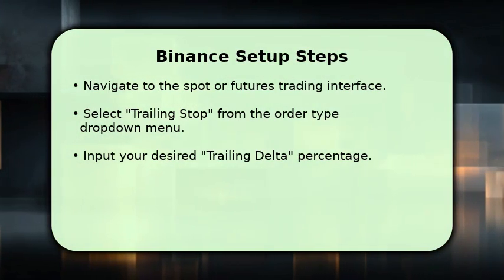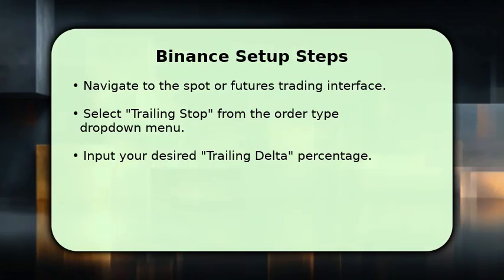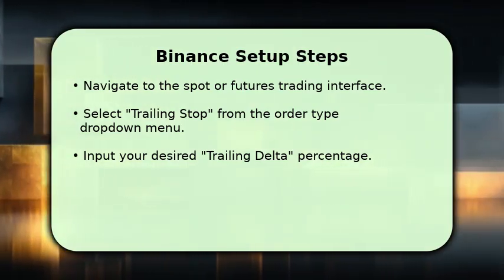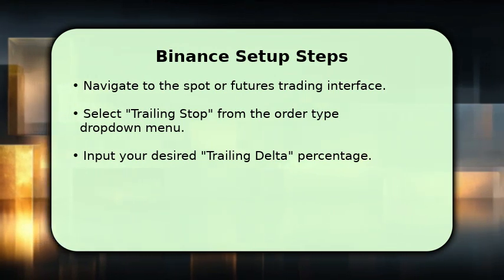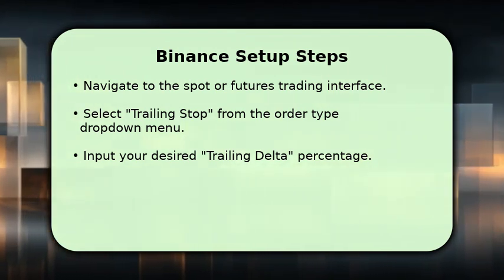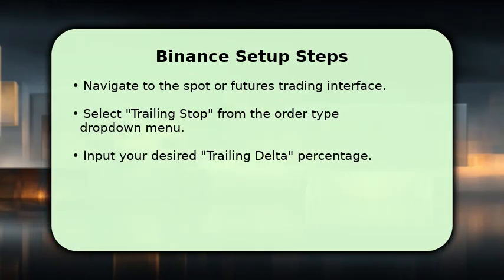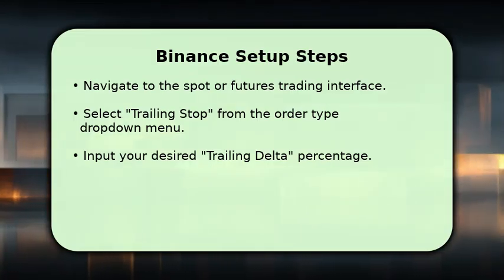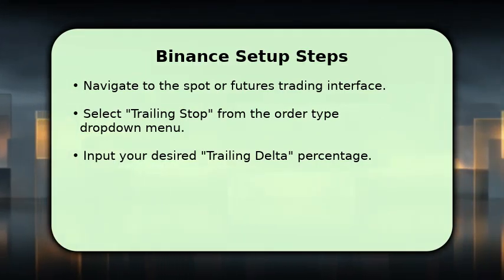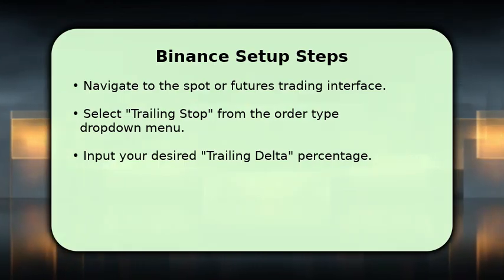Setting up a trailing stop on Binance is straightforward. First, go to either the spot or futures trading section. Choose your desired trading pair, then select trailing stop from the order type menu. You'll need to input your trailing delta, which is the percentage the price can move against you before the order triggers. You can also set an optional activation price for when the trailing stop should begin tracking the market.